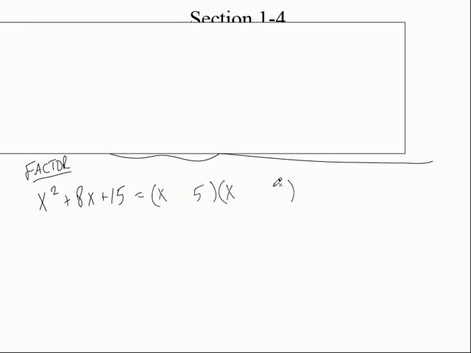So 5 and 3. Now, are they positive or are they negative, or is one the other? They're both going to be positive, because positive 5 times positive 3 is positive 15, and when you add them together, you get a positive 8. So they're both plus. Does this work? Sure it does, because look, x squared plus 3x plus 5x is what? 8x. Plus 5 times 3 is 15. And then there you go.